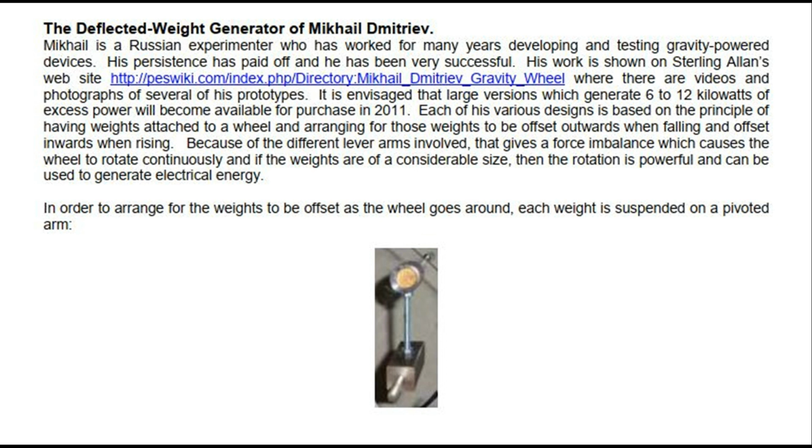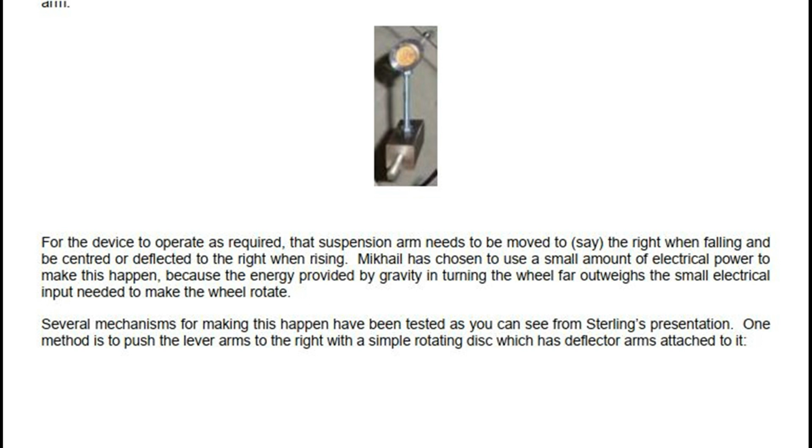In order to arrange for the weights to be offset as the wheel goes around, each weight is suspended on a pivoted arm. For the device to operate as required, that suspension arm needs to be moved to, say, the right when falling and be centered or deflected to the right when rising. Mikhail has chosen to use a small amount of electrical power to make this happen, because the energy provided by gravity in turning the wheel far outweighs the small electrical input needed to make the wheel rotate. Several mechanisms for making this happen have been tested, as you can see from Sterling's presentation.